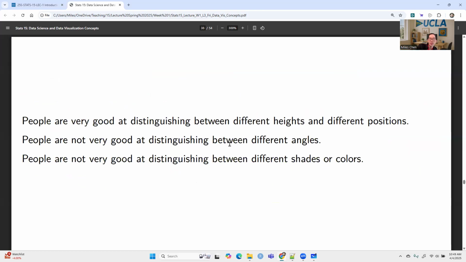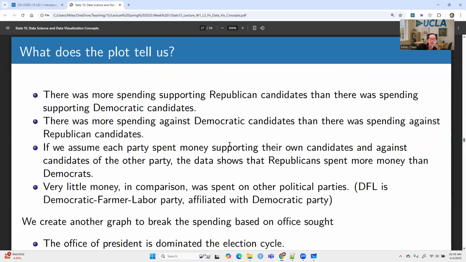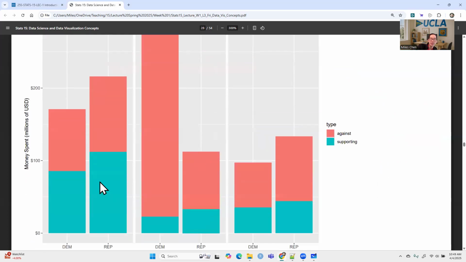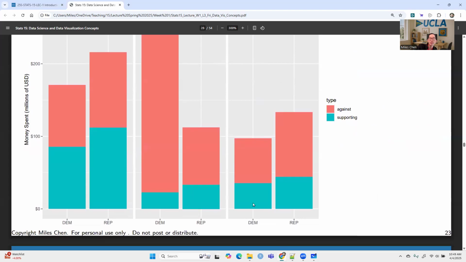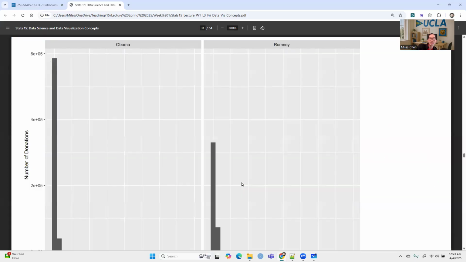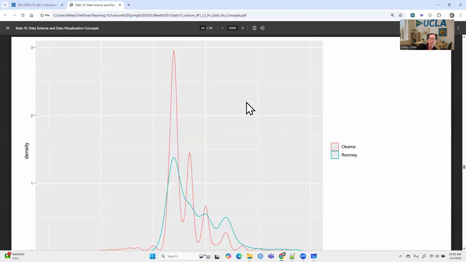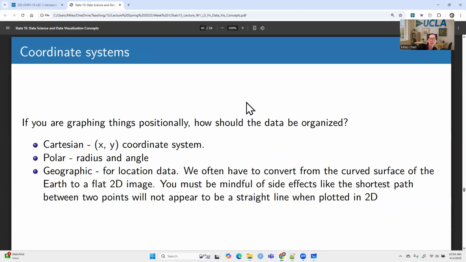So for example, this is the same graph, but we have it faceted based on whether it was the House race, presidential race, or the Senate race. So it's the same graph, but we say it's been faceted. This is also the same graph, but it's been faceted based on the candidate. So that's one way we can show different kinds of things.